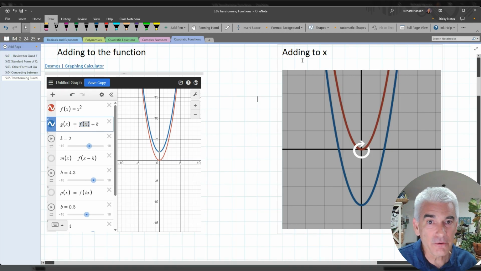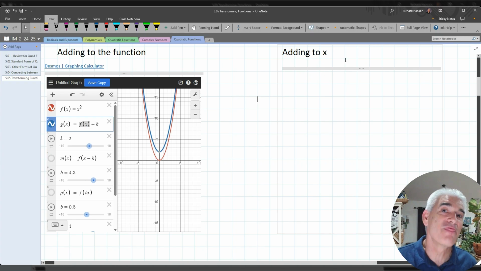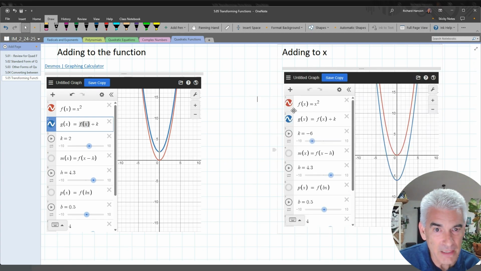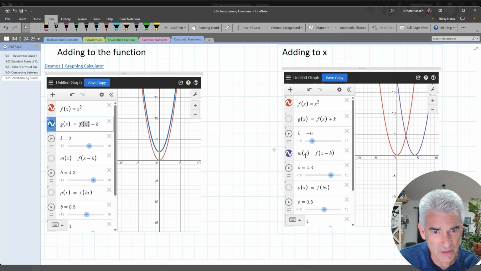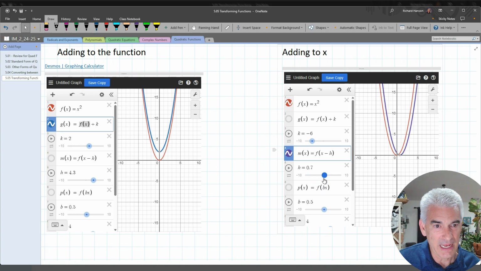Okay, here is an example of me adding to my x value first and then plugging it in. So I want to turn this one off and this one on. This is me adding a value, h in this case, to x and then calculating it. And notice what happens as I change h. It shifts it right or left.